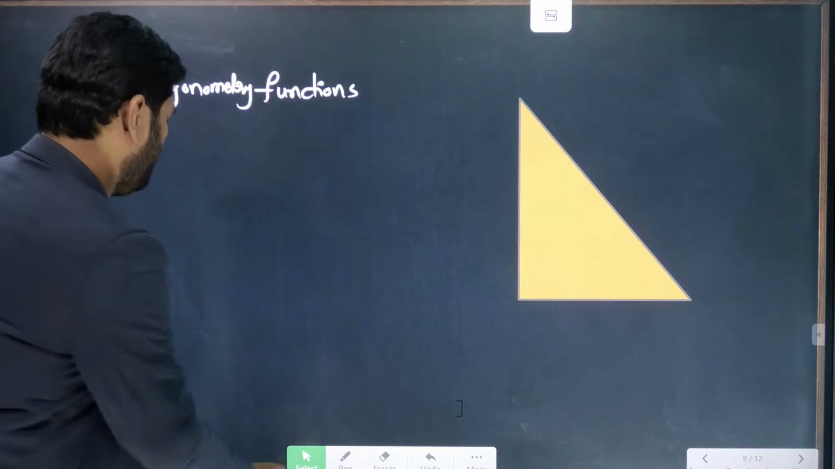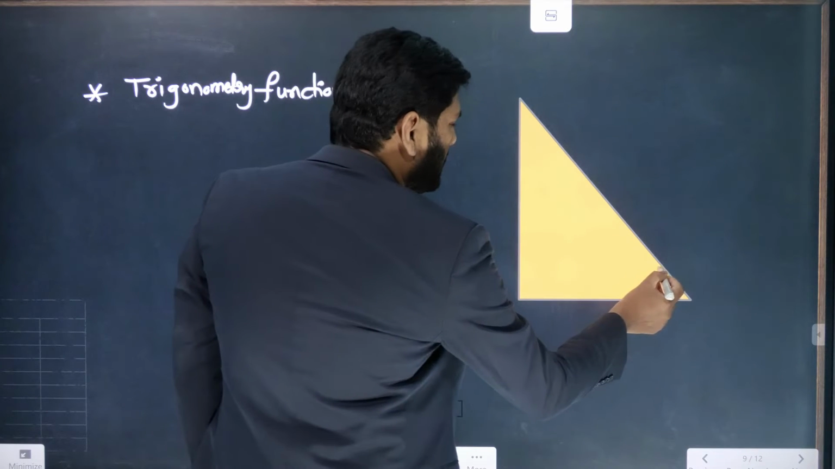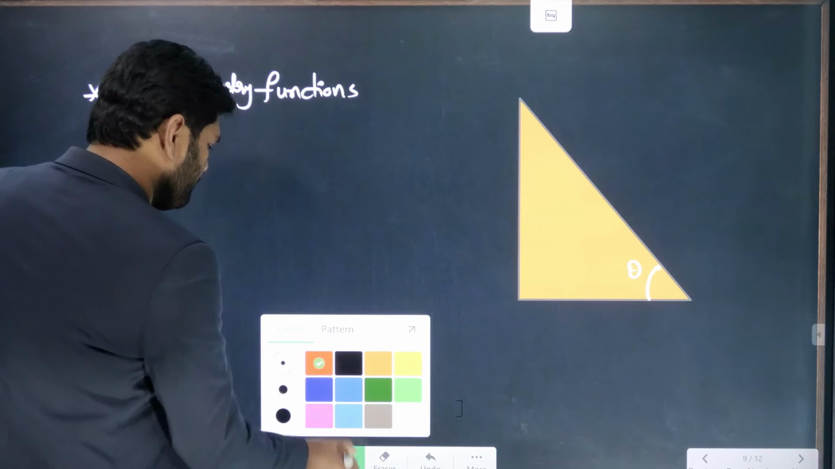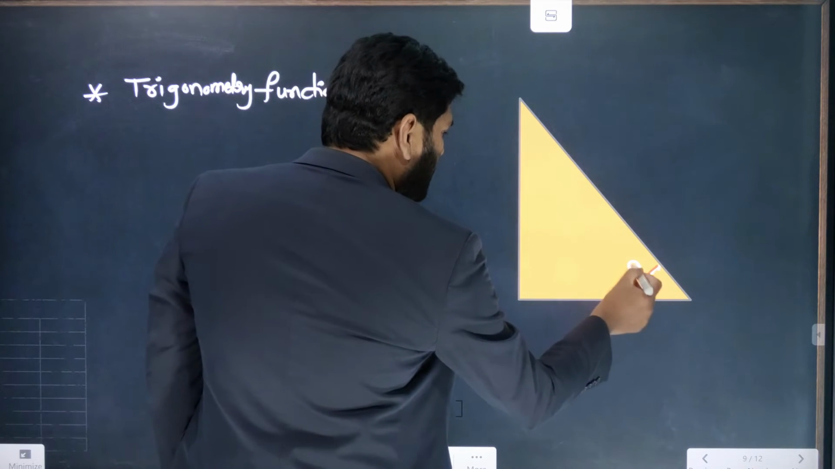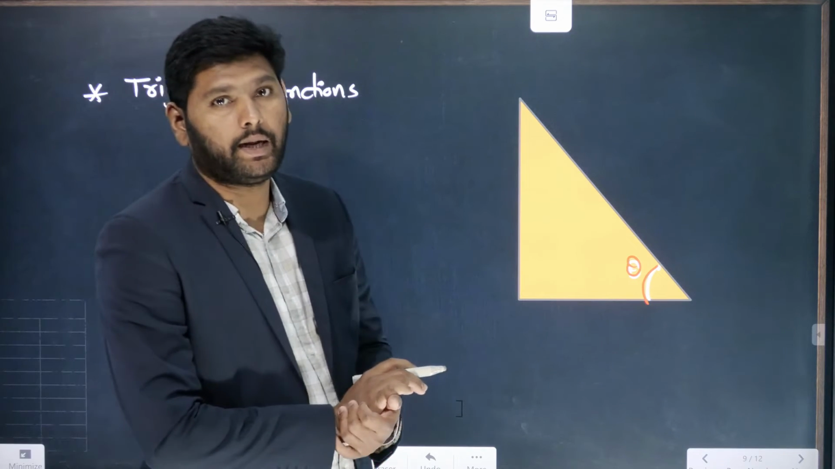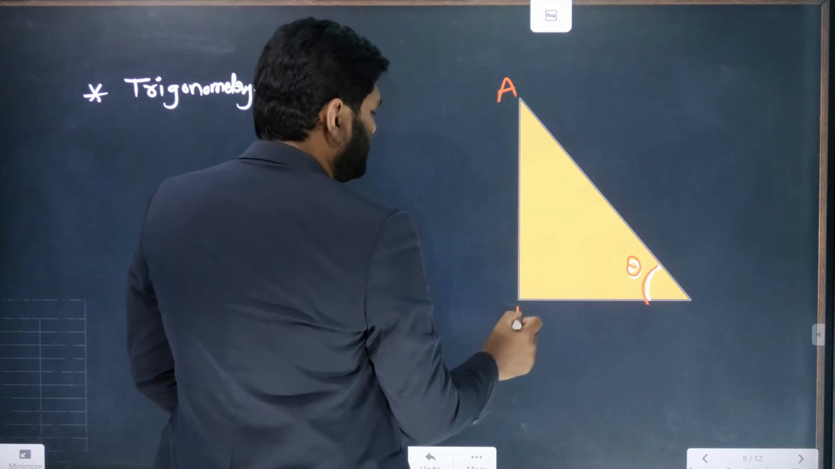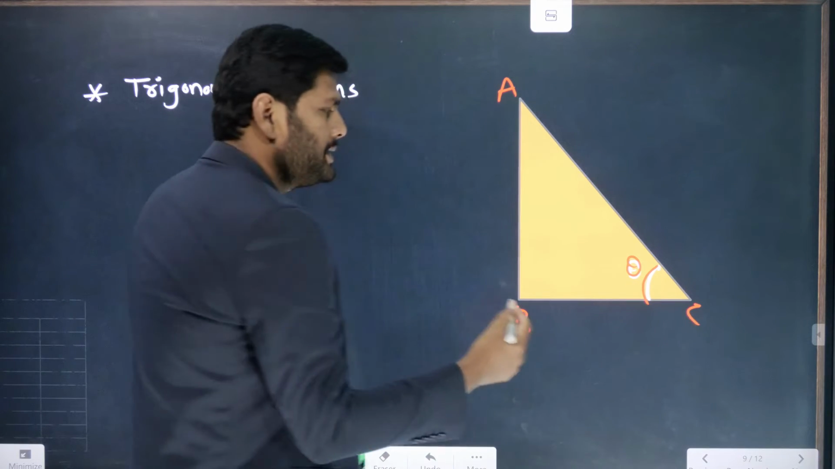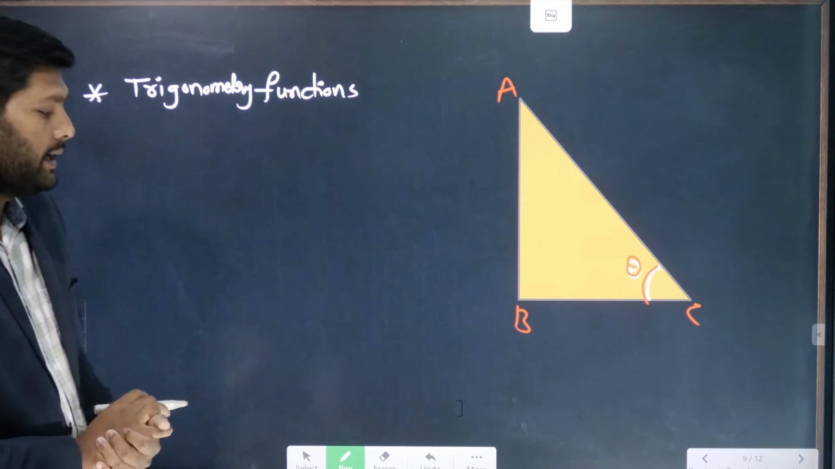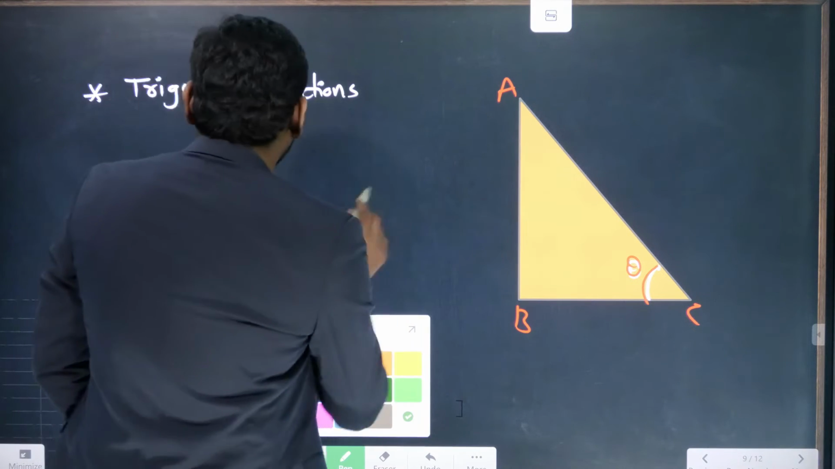In this right angle triangle, you can take this angle as theta. Let me give names for this right angle triangle. This is A, this is B, this is C. So this is called the ABC right angle triangle.